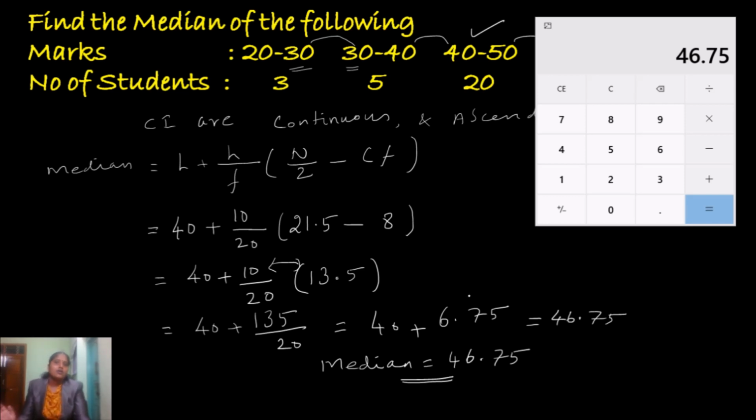So with this, I hope you got a clear idea about how to calculate the median in case of individual series, ungrouped and grouped frequency distribution.